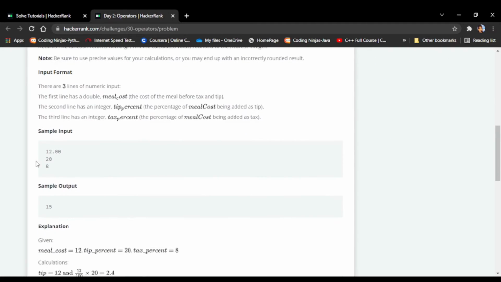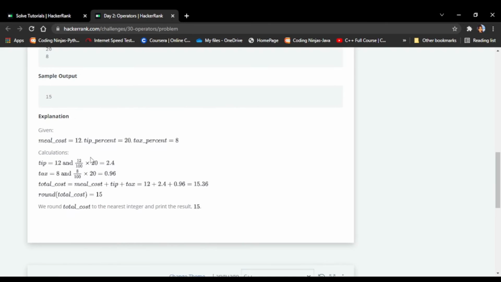Okay, so here there is a given sample input. The sample input consists of 3 lines. The first line has the meal cost, which is of type double, then the tip percent, which is of type integer, and the tax percent, which is of type integer. Then the sample output comes to be 15.